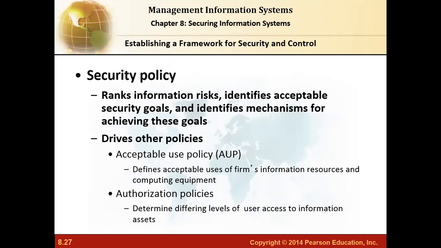So security policy ranks information risks, identifies acceptable security goals, and identifies mechanisms for achieving these goals. So, what is security policy? Security policy is a document, and that document is a comprehensive document. And in that document, we also rank the information risk. Risks are always ranked because sometimes we have five different risks.